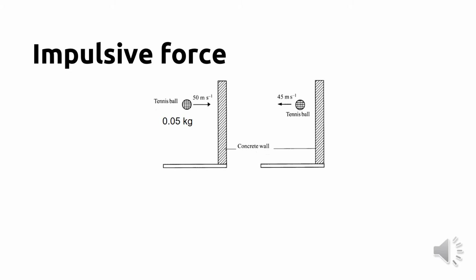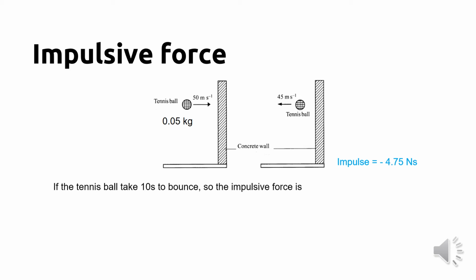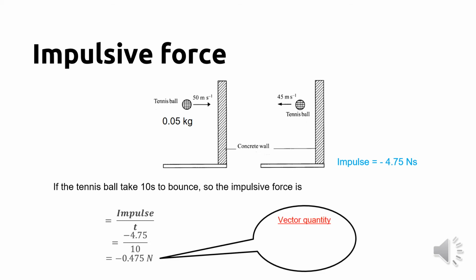Look at the example of impulsive force. Same situation just now. The impulse that we calculated just now is negative 4.75 Newton second. If the tennis ball takes 10 seconds to bounce, the impulsive force is impulse divided by t. We put the values into the formula, and we will get the impulsive force equal to negative 0.475 Newton. And impulsive force is a vector quantity. So, the negative sign here means the force was in the left direction.